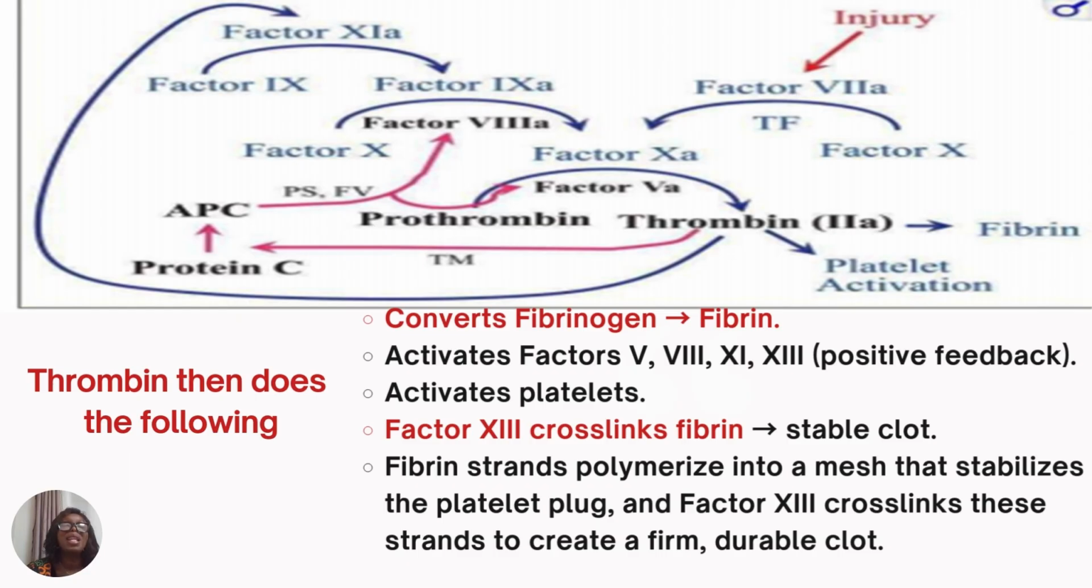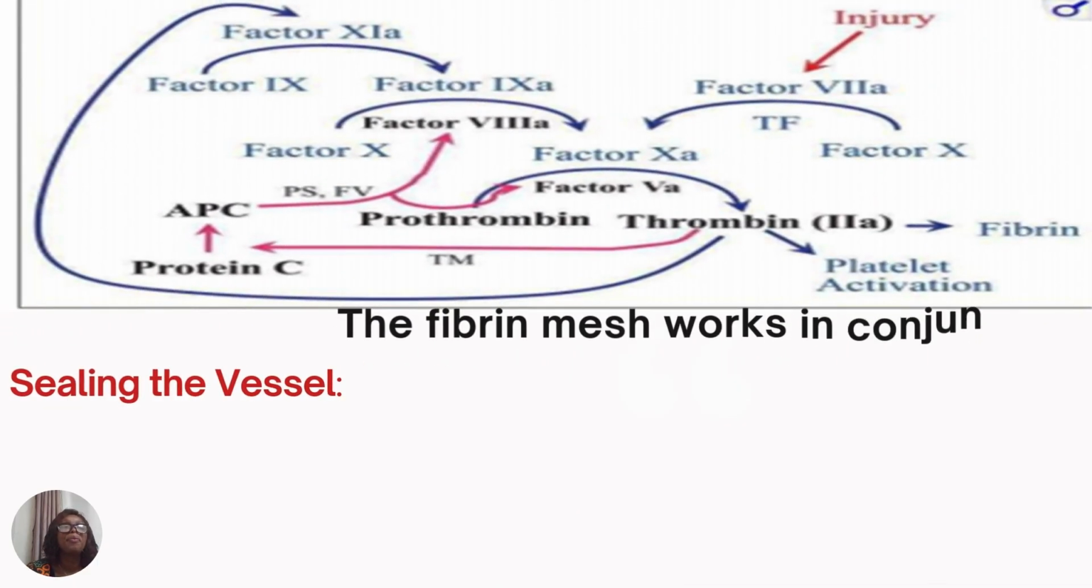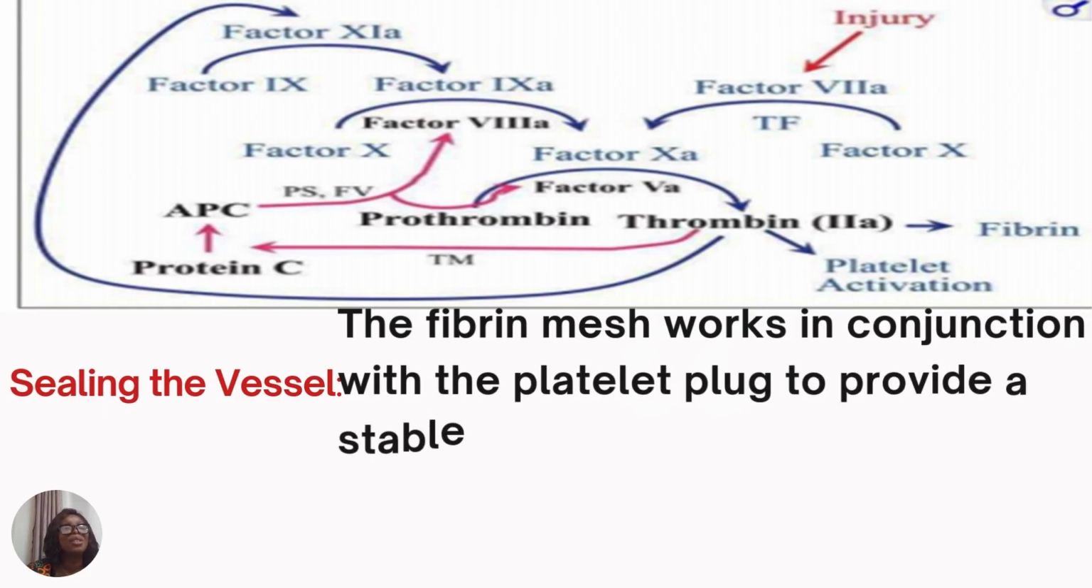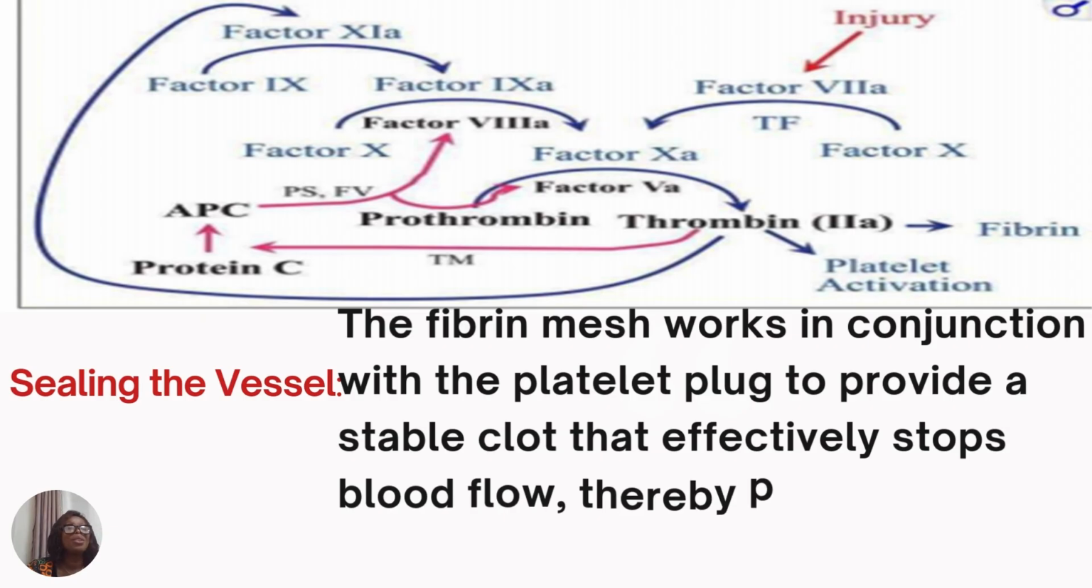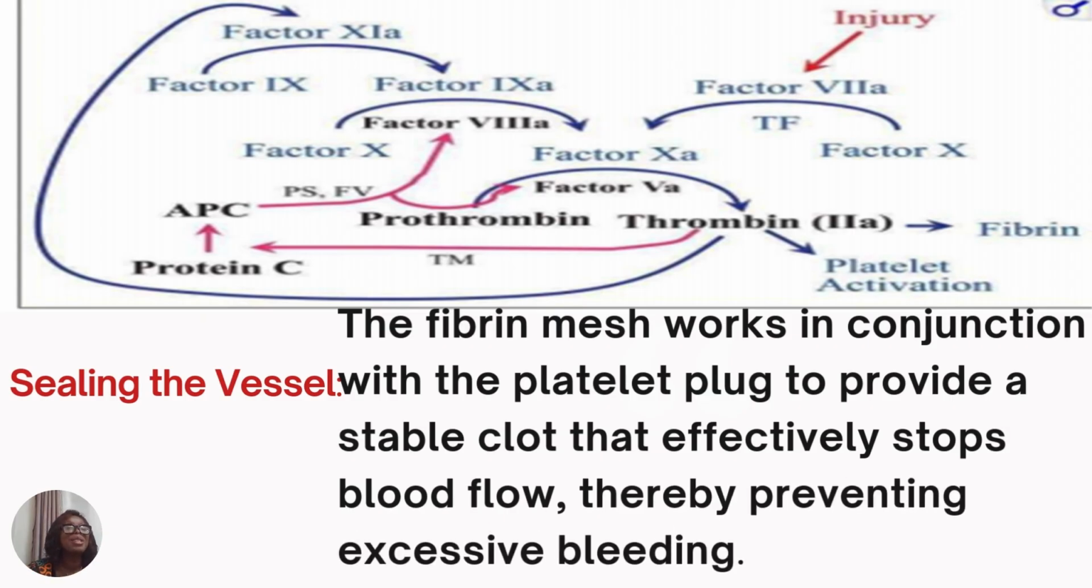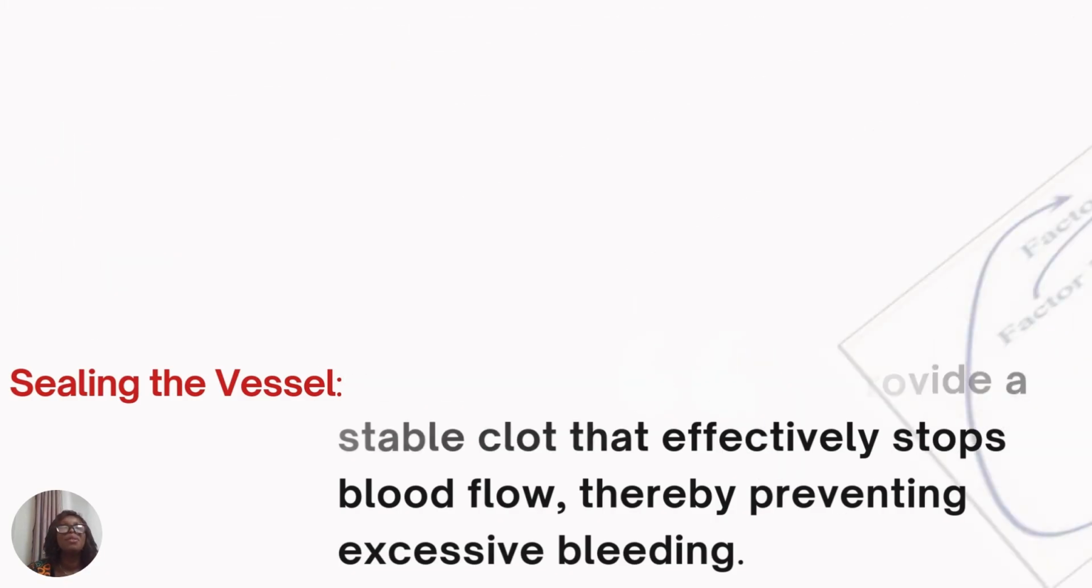Factor 13, when activated, cross-links the already formed fibrin to form a stable clot. Now, fibrin strands polymerize into a mesh that stabilizes the platelet plug when formed, and factor 13 cross-links these strands to create a firm, durable clot. Now, what we call the sealing of the vessel is the sealing of the injured site to finally stop bleeding. The fibrin mesh works in conjunction with the platelet plug to provide a stable clot that effectively stops blood flow, thereby preventing excessive bleeding.